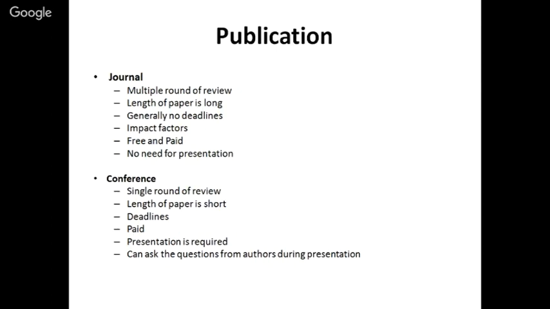And there is no need for a presentation in the case of journals. But in the case of conferences, there is a single round of review. As I submit my paper, it will go to the reviewers. They will either accept it, reject it, or accept it with some revisions. But in the case of a journal, there may be multiple rounds of review. So the quality of the paper is comparatively better in a journal.